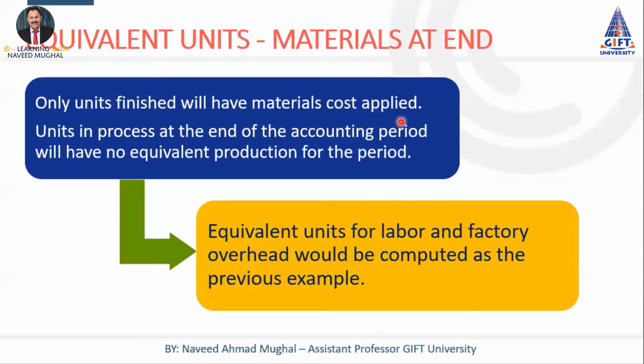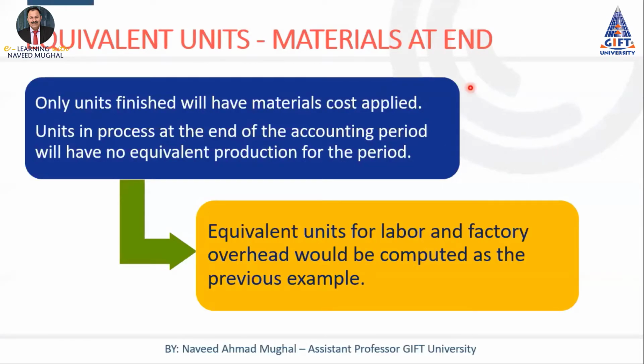When we calculate equivalent units for labor and factory overhead, they would be units multiplied by stage of completion. If they are 100% complete, that is completed units, they are 100% complete. And for the work in process, they would be partially completed and the stage of completion will be given, and we will apply the formula, that is units multiplied by stage of completion, then we will get their equivalent units. So in this way, when materials are added at the end of the process, we can calculate equivalent units.